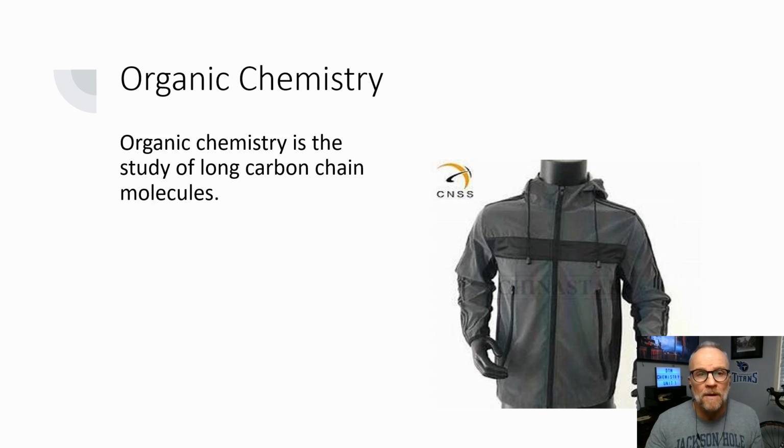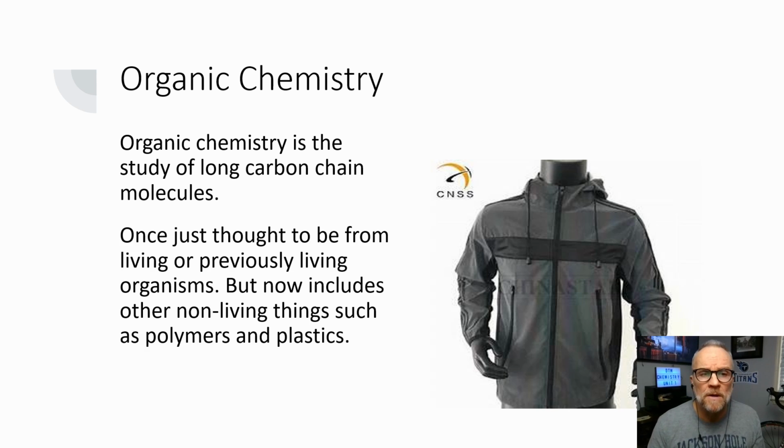Organic chemistry. Organic chemistry is the study of long carbon chain molecules, once thought to just be from living sources. And really, the interesting part about this is when you go out into the public and talk about things that are organic, they'll say, the mushrooms that I get at the farmer's market are organic mushrooms. And what that means is they're grown without any pesticides or herbicides or that kind of thing, that they're totally natural and they don't have any man-made substances in contact with them. But in chemistry, organic compounds also involve some not natural things like polymers and plastics.